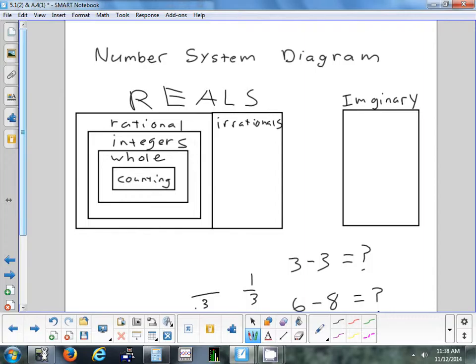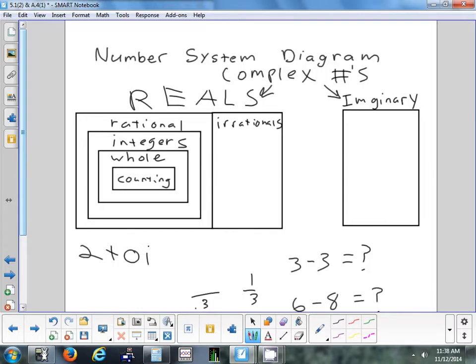And together you take all your reals and imaginaries, those make up your complex numbers. So complex numbers have a real part and an imaginary part. Every single number you've ever learned about is a complex number. Even the number 2, a simple number, 2. What we normally don't write is the imaginary part.